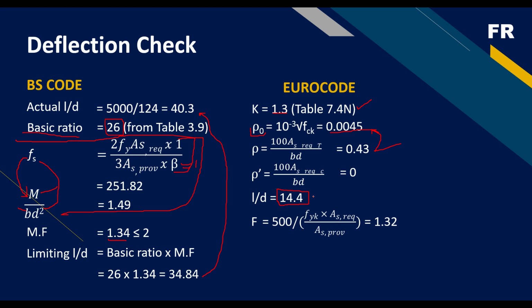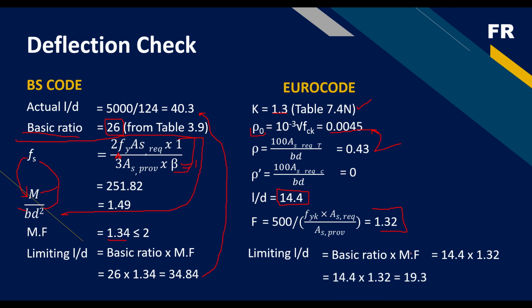so we cannot apply that factor. And then the third one is the reinforcement effect, which is this one, 500 divided by FCK times AS required over AS provided. You can see that it's quite similar to this equation, but because this is the Eurocode, this is what we got. We got a modification factor of 1.32. So that means the limiting basic ratio according to the Eurocode is the basic ratio here, which is 14.4 multiplied by the modification factor. So you have 14.4 times 1.32. If you multiply it, you end up with 19.3.